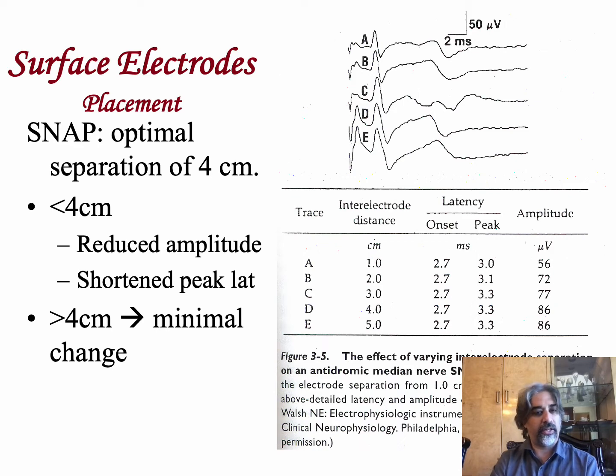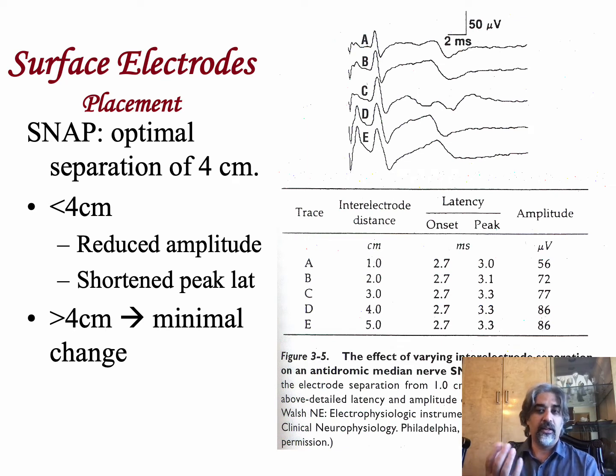With sensory nerve action potentials, a separation of 4 centimeters is what we're looking for. If you do less than 4 centimeters, then you're going to get a reduced amplitude and a shortened peak latency. If you do it greater than 4 centimeters, it's really not going to affect it. It's going to really just let through a little bit more noise.